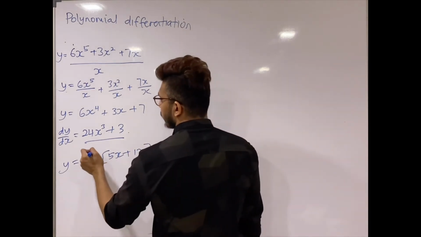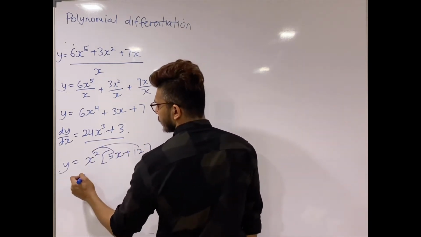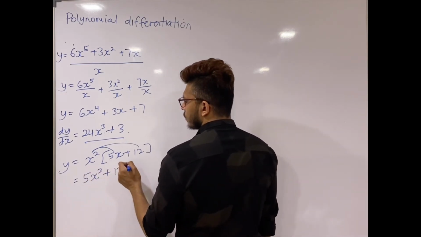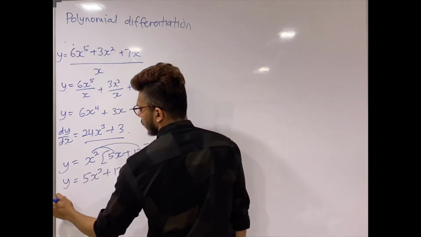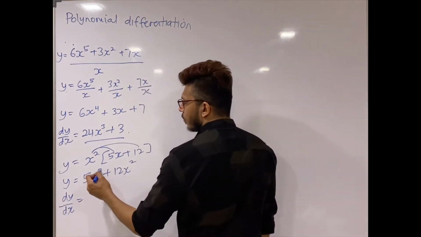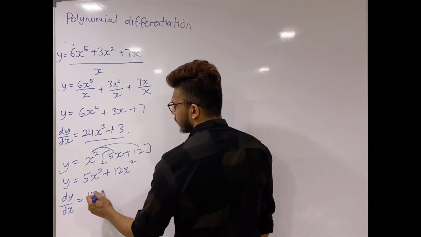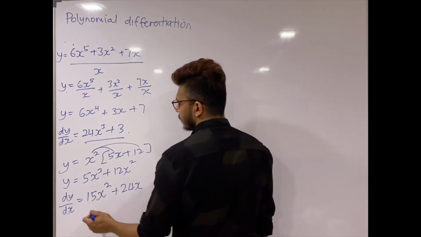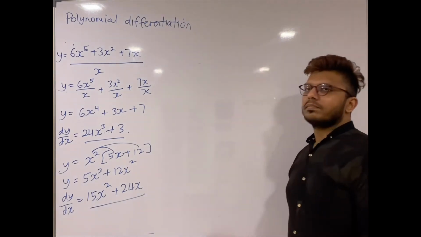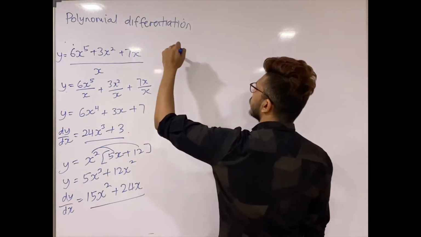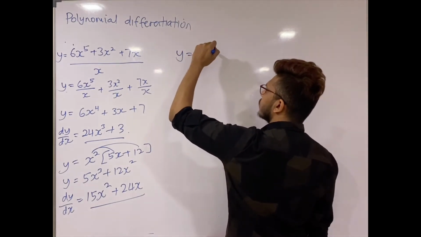So first expand them. That's your y. Your dy/dx is going to be 5 times 3 is 15x, 3 minus 1 is 2, plus 24x. Solved. Now you can see how easy these questions are. Let me go to one more.